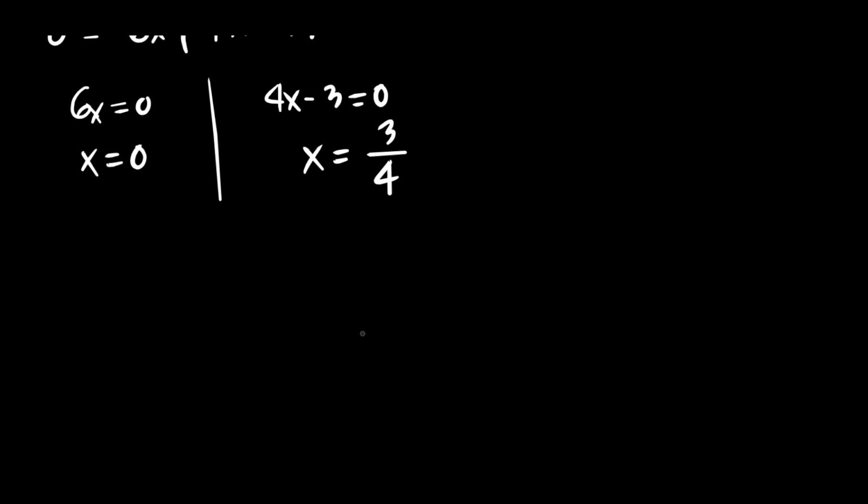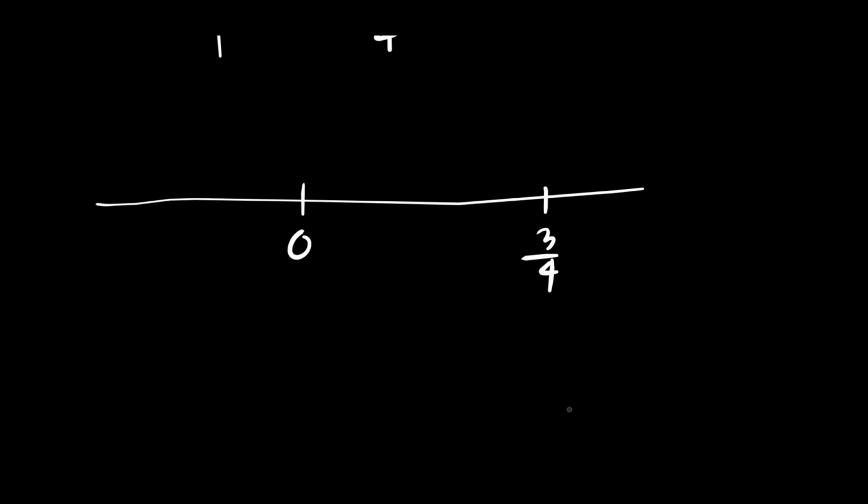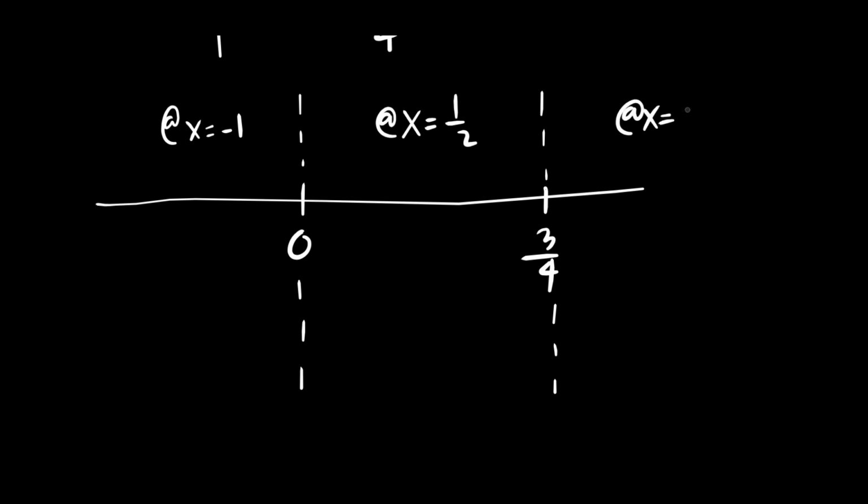So after this, we will have a number line representing these critical points. So this is 0, and also this is 3/4. So we will pick a number in each interval: at x equals -1, then at x equals 1/2, and at x equals 1.